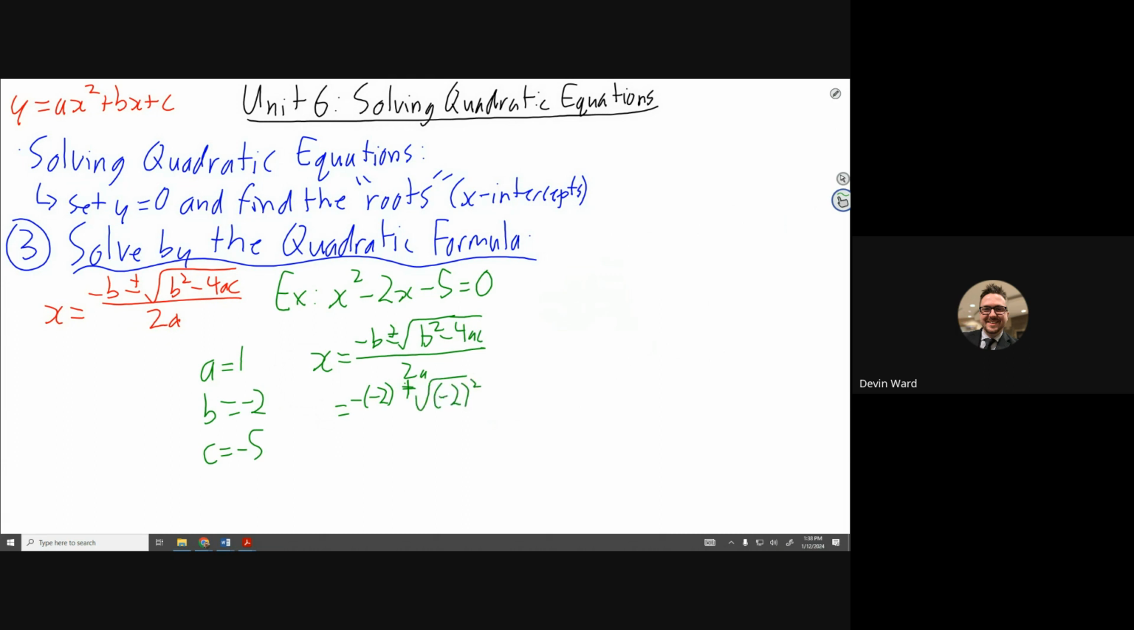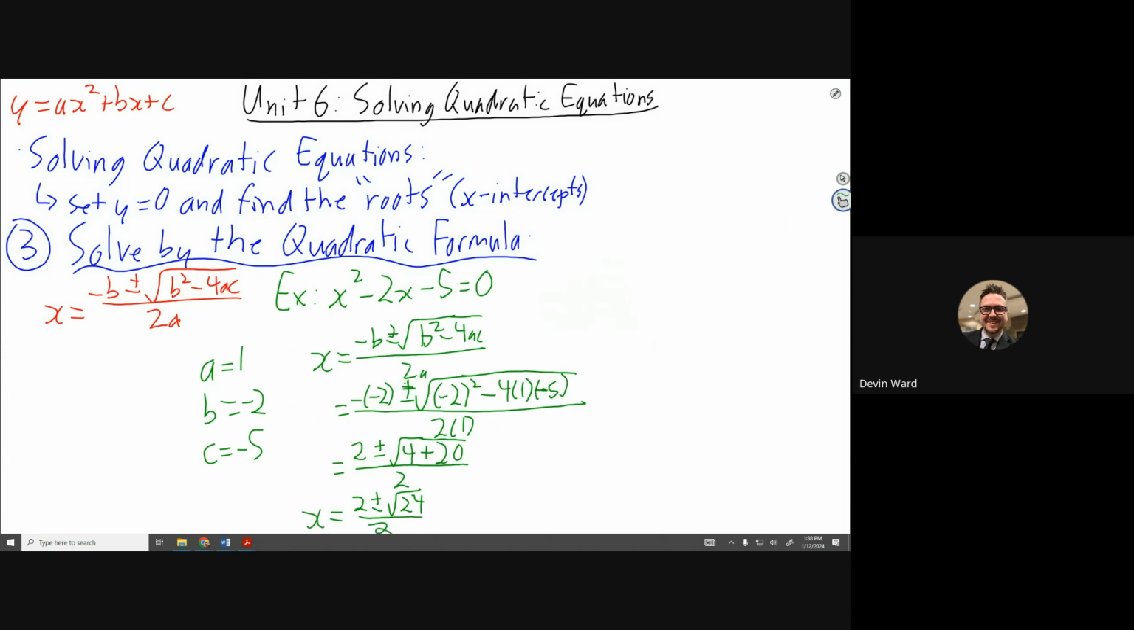Brackets, b squared, -2 squared minus 4 times 1 times -5, all over 2 times 1, equal to 2 plus or minus square root of 4 plus 20 all over 2. Let's simplify this a little bit more. X is equal to 2 plus or minus the square root of 24 all over 2.